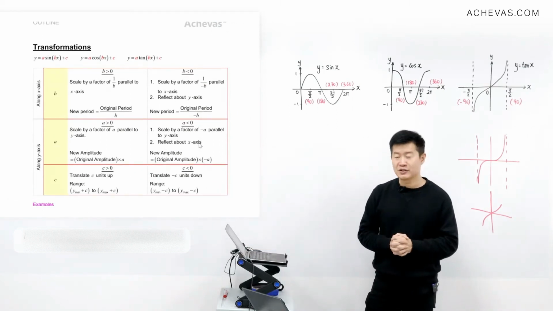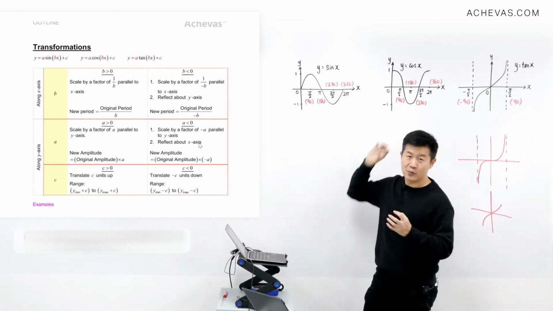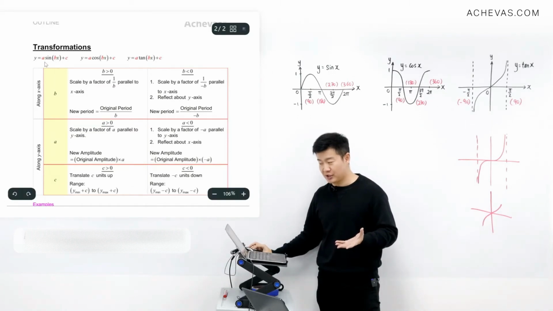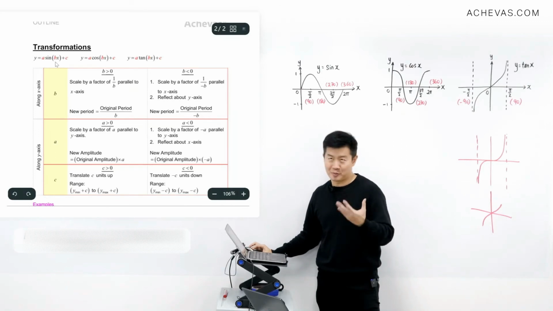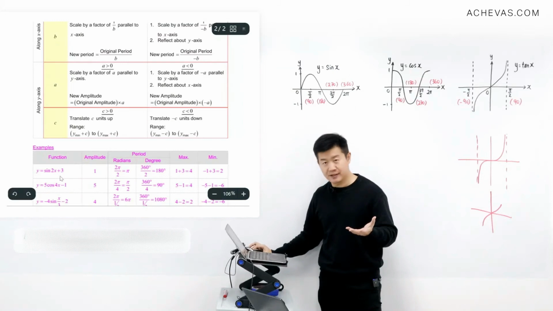And what do I mean by the transformed versions of the graph? That means the graphs are going to be inspired by the three graphs here, but they are going to be changed in terms of the expression. Like for example, A sine of bx plus c. So an example is this.